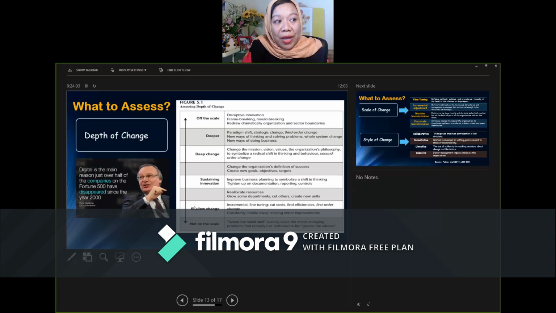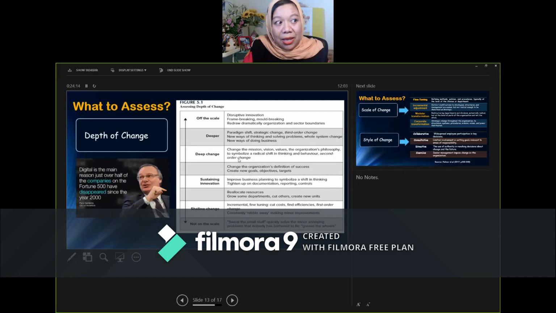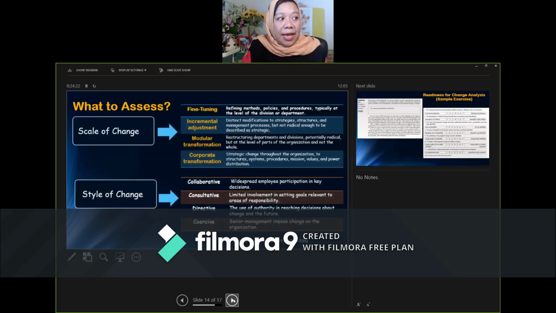You can also have, at this level, shared change, meaning that you go for something that makes minor improvements, cuts costs, finds efficiency. You can do that, or you can go for deeper change that involves strategic change. So there is also a depth in dealing with change. And then the scale of change can be incremental, modular, or corporate. Corporate transformation is a much bigger perspective. You will see later how we manage a merger or diversification, all those corporate transformation strategies.